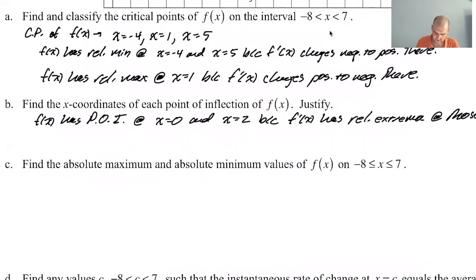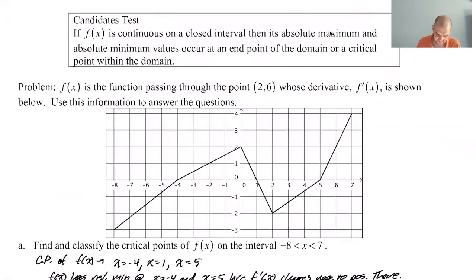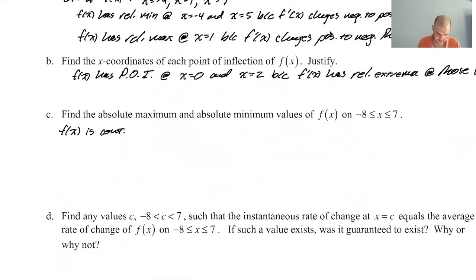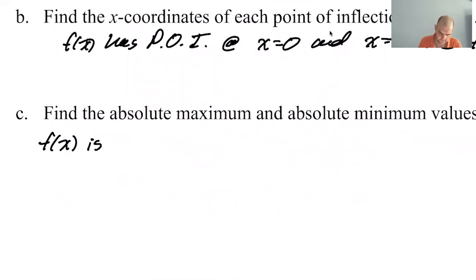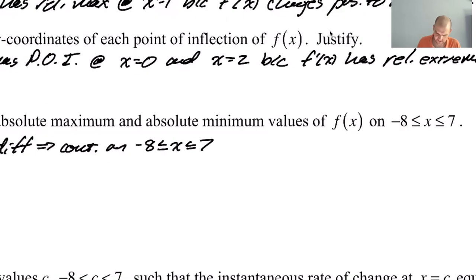Find the absolute max, absolute min on -8 to 7. Okay, so how do we start this out? We say f of x is continuous. Do we know that f of x is continuous? Like, we know it, but was it given? Okay, so why is f of x continuous? It's continuous because f prime exists for all x, so f of x is differentiable. So let's say f of x is differentiable, which implies continuous on -8 to 7. I always like to explain why I'm allowed to do something.